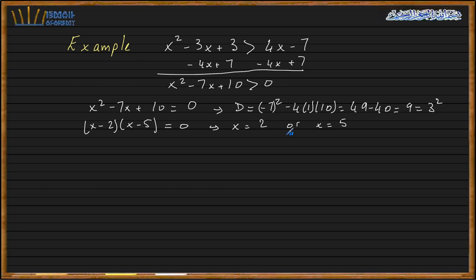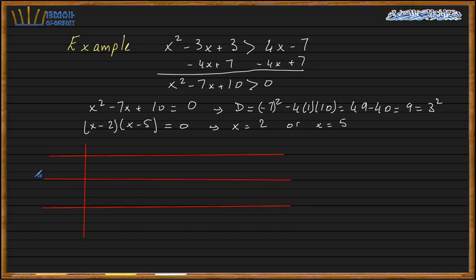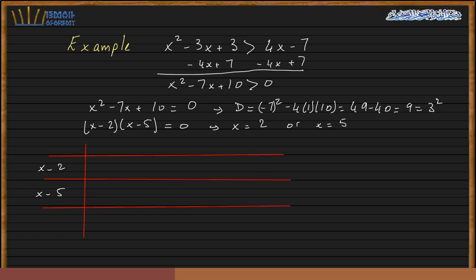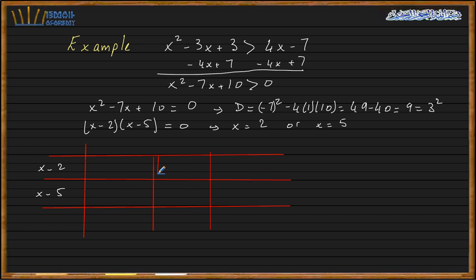Now, so what I need to do, I need to do my table. So I got my 0. So I got x minus 2, x minus 5. This is 2, this is 5. Here I have double line because this is not equal. So this is 2, this is 5, this is infinite, this is minus infinite.